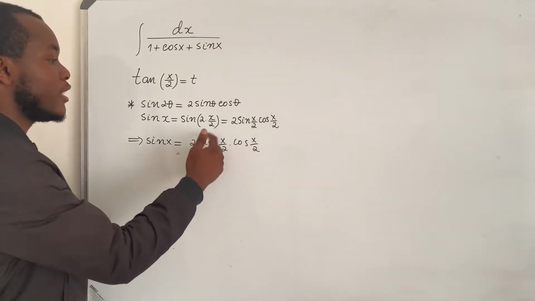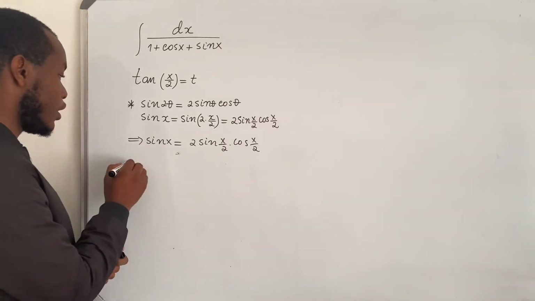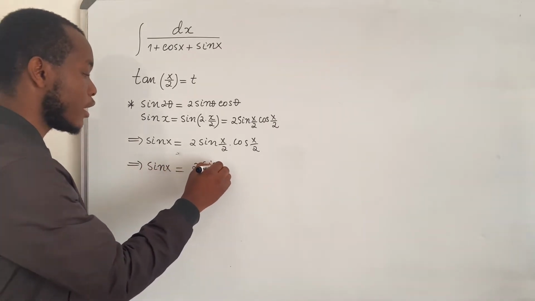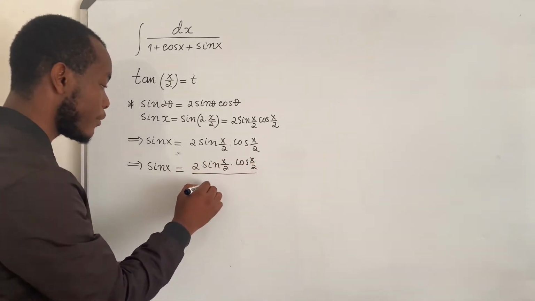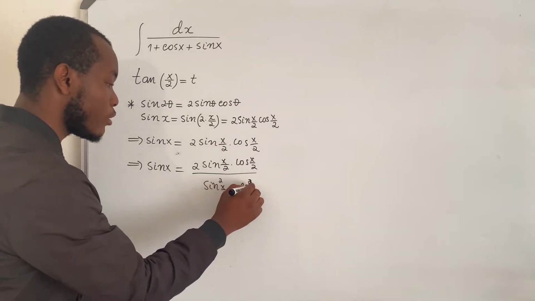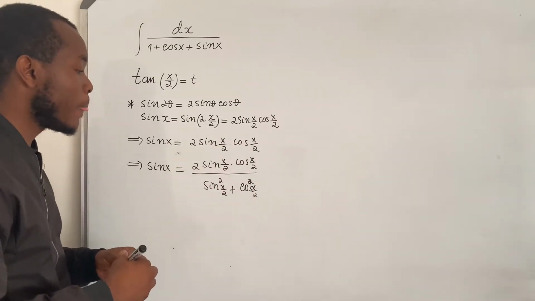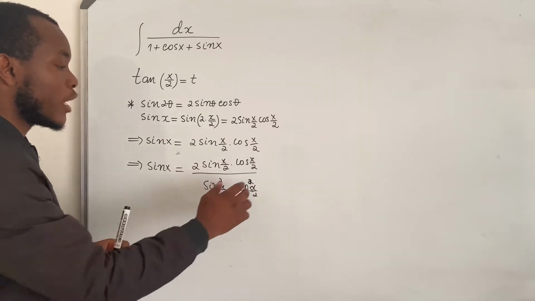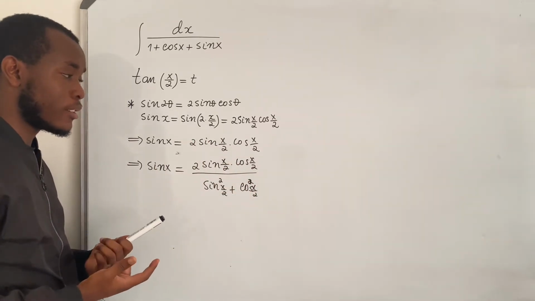All right, but this expression is all over 1. So the denominator of this expression is 1. So it's not wrong for us to say sine x is equal to 2 sine x over 2 times cos x over 2, all over sine squared of x over 2 plus cos squared of x over 2. Because this is still 1 and goes back to this expression, because this expression divided by 1 is still the same expression. Now, we can divide both expressions by cos squared of x over 2.